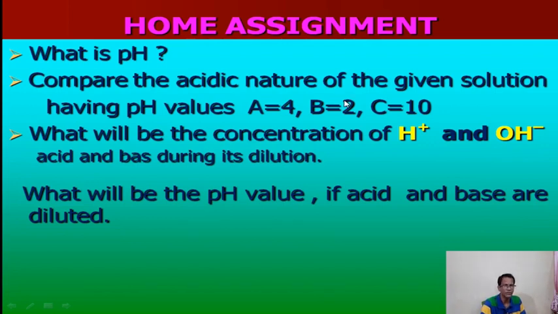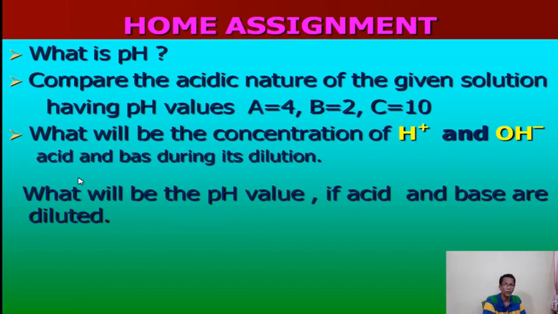Compare the acidic nature of the given solutions. For solution A, pH is 4; for B, pH is 2; for C, pH is 10. B has the lowest pH, so it is highly acidic; then A at 4 is less acidic than B. C at 10 is highly basic. So this is the measurement of whether a solution is acidic or basic, and we can compare acidic and basic character. Acidic character: B greater than A greater than C. Basic character: C greater than A greater than B. Already I have told you, higher pH, lower acidity.